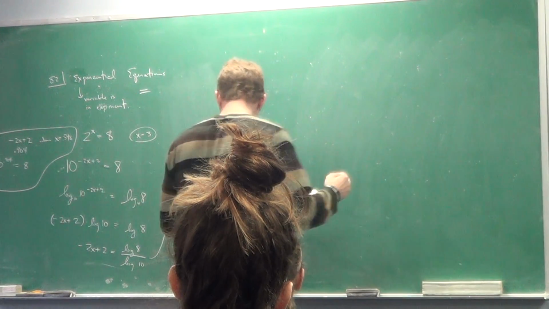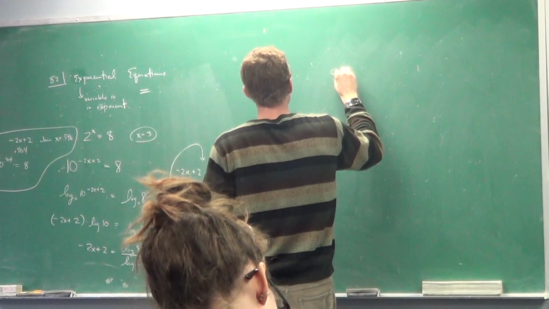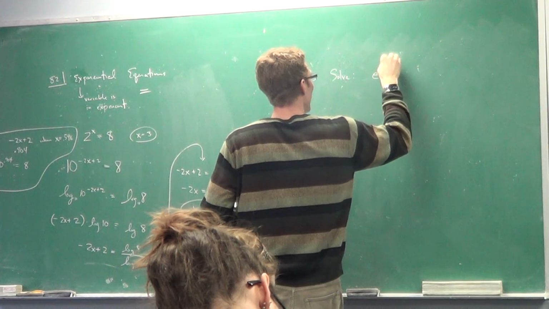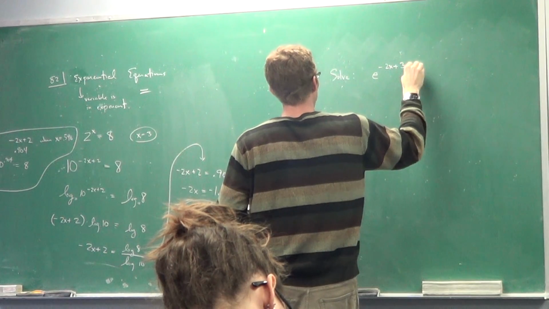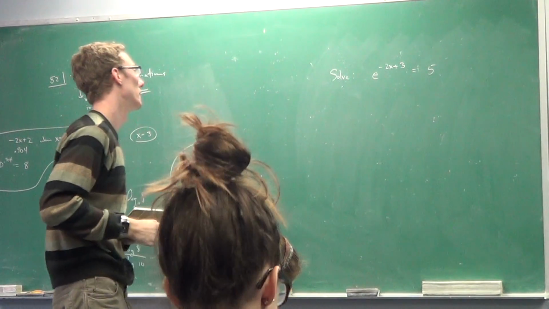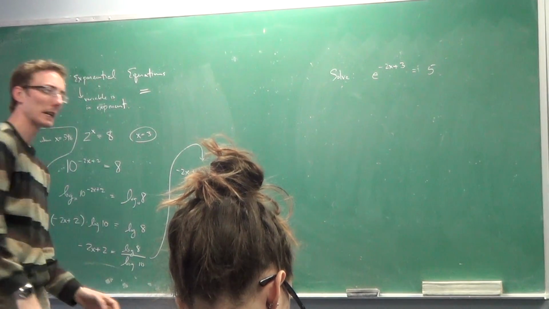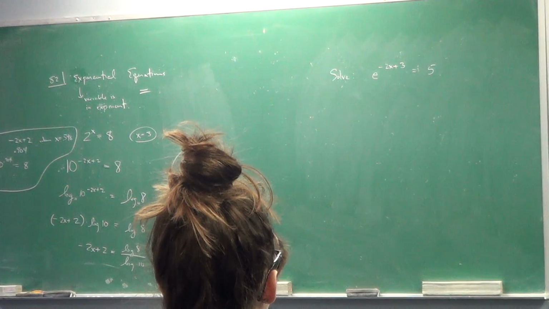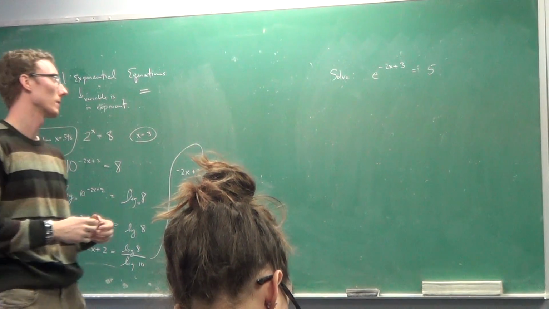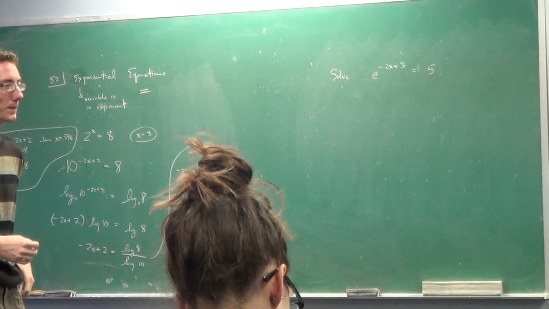Okay, so let me do another one. Solve e to the negative 2x plus 3 equals 5. I'm going to prove a point with this problem. First, I'm going to solve it the good old-fashioned way, then I'm going to solve it a slightly different way. You'll see that it'll work both ways just as well.